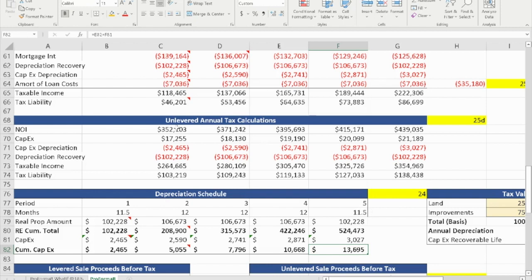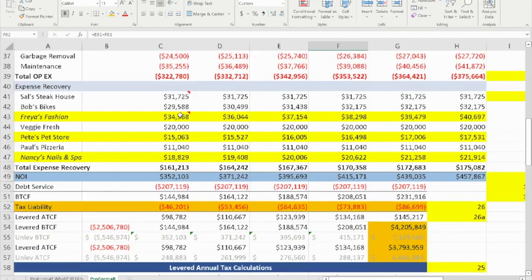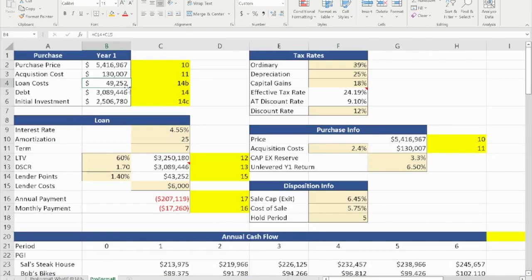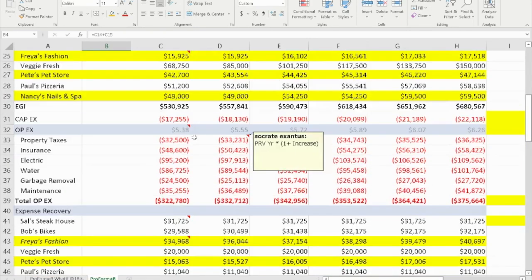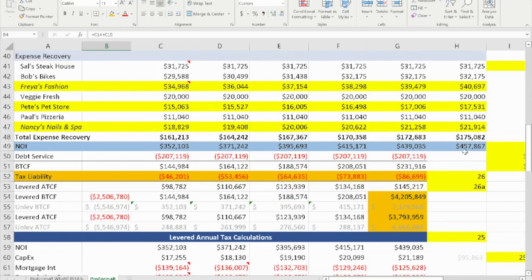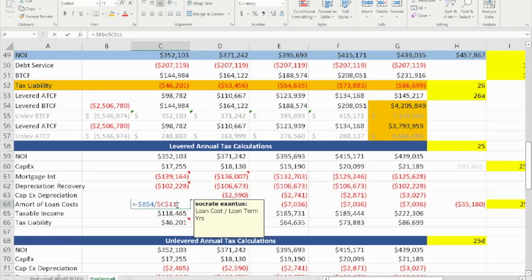Now, once we are done with the depreciation recovery and the capex depreciation, we have to do the amortized loan cost recovery. It's important that you understand that part. The loan cost was $49,000. Remember, the term was 7 years. Although we held the property for 5 years, we have to divide the loan cost by 7.